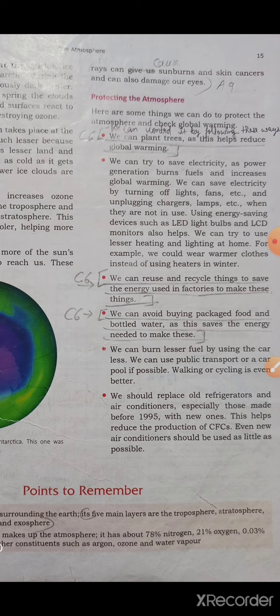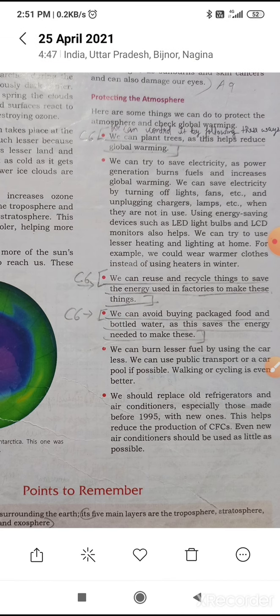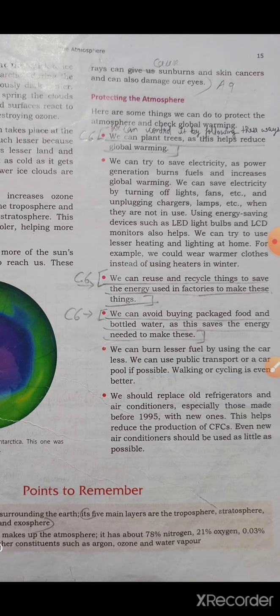Okay, next is, we can reuse and recycle things to save energy. You may have heard the names of the companies Zara and Levi's. What they are doing is recycling clothes, so it's better to purchase those clothes, so that you can recycle and reuse them. Okay, next is, we have to avoid packaged food and bottled water, because they take a lot of energy to make.